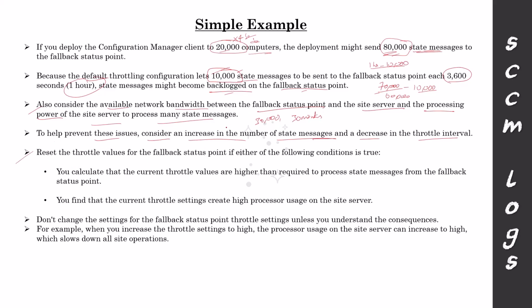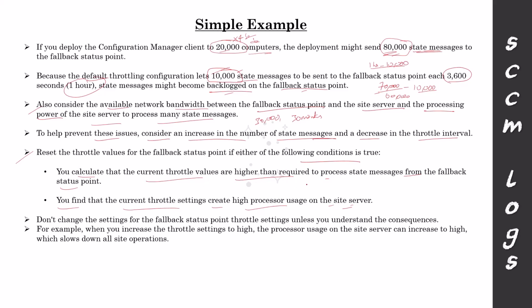And you can reset this configuration whenever the following conditions are true. You can calculate that the current throttle values are higher than the required process, so you can reduce the configuration. Also, you can find that the current throttle settings are creating higher processor usage on the site server, and for that purpose you can reduce the configuration.